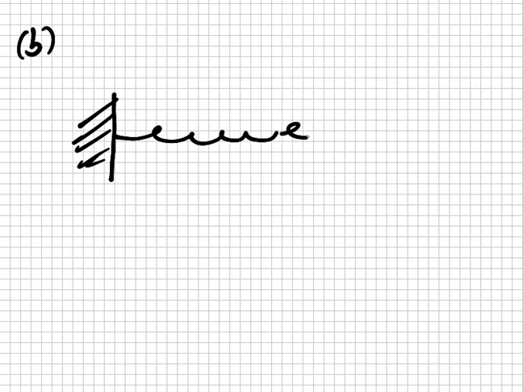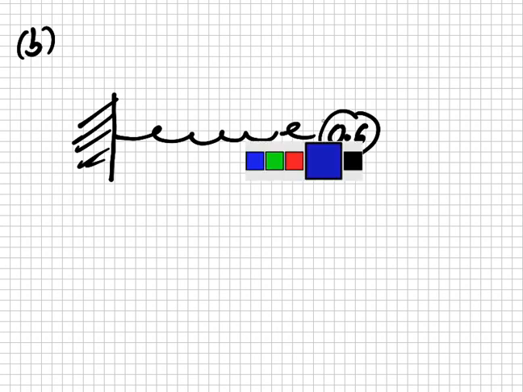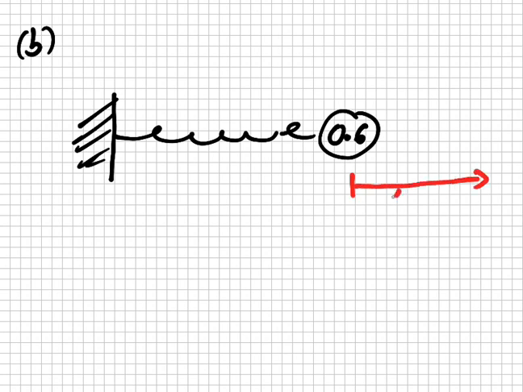In the B part here, the spring is then fastened to a horizontal surface and a mass of 0.6 is attached. That's 0.6 kilograms. The mass is pulled 4 millimeters. So the mass is pulled 4 millimeters and then it is released.